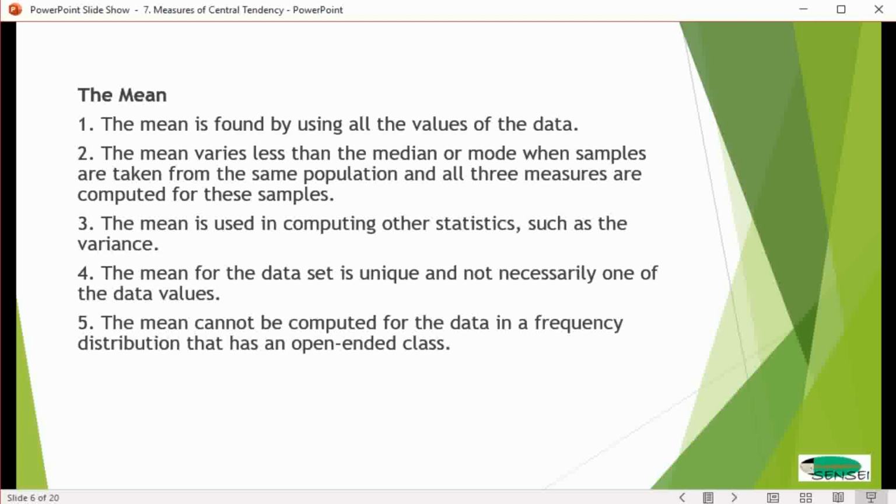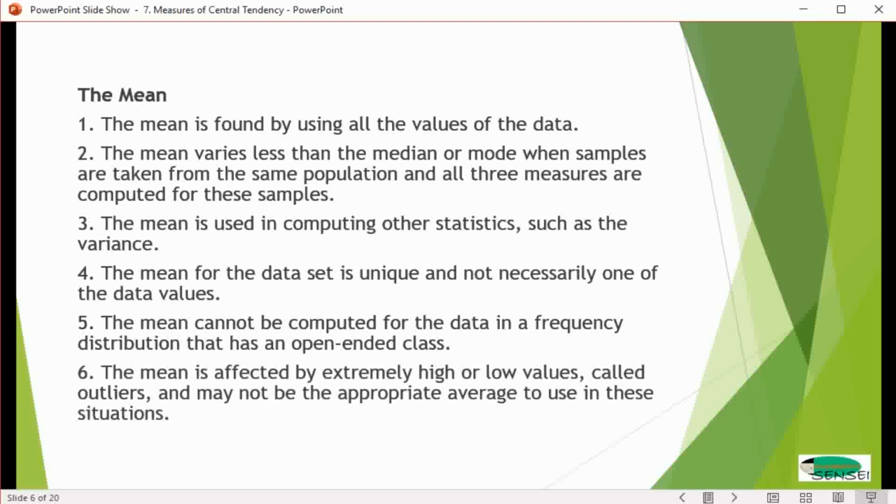Mean also cannot be computed when your distribution is open-ended. In other words, when you can still add more data. It will really change. And it's not possible because part of the calculation of our mean is that we know the total number of data sets.